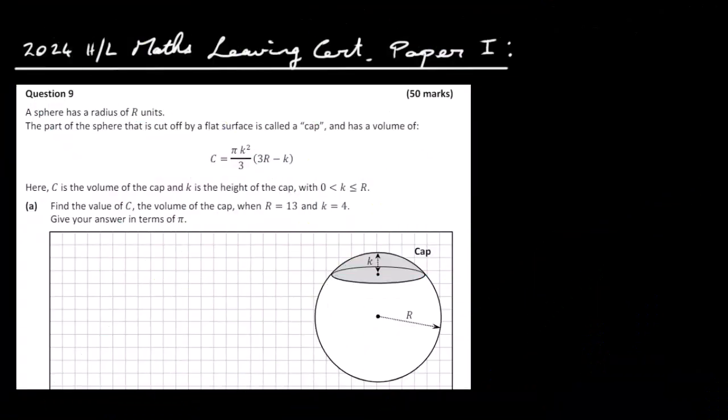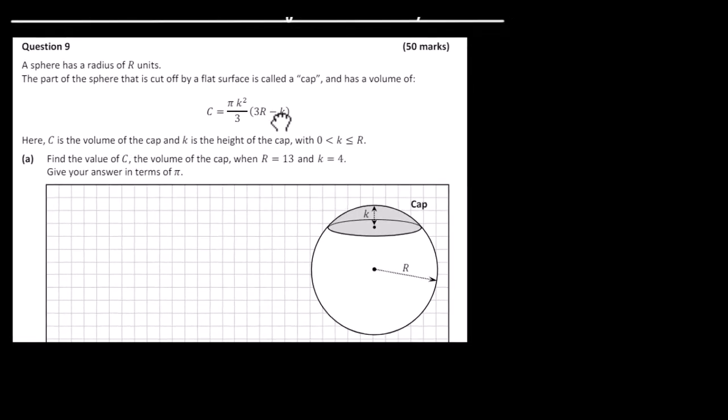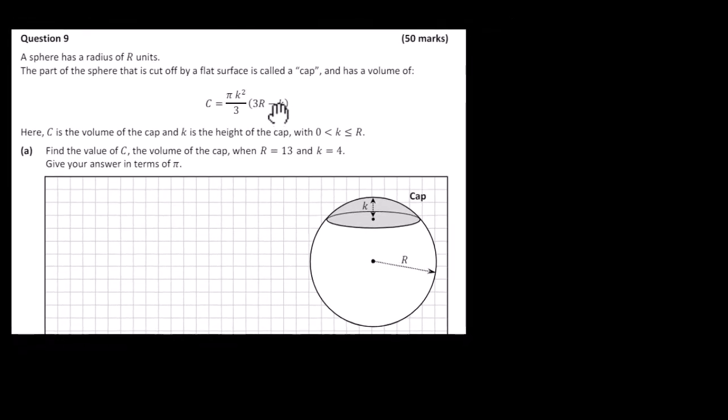Okay, so this is the 2024 Higher Level Maths Leaving Cert Paper 1, question 9. Let's look at part A. We have a sphere and it has radius r units. The part of the sphere that is cut off by a flat surface is called a cap, and it has volume c equal to pi k squared over 3 times (3r minus k).